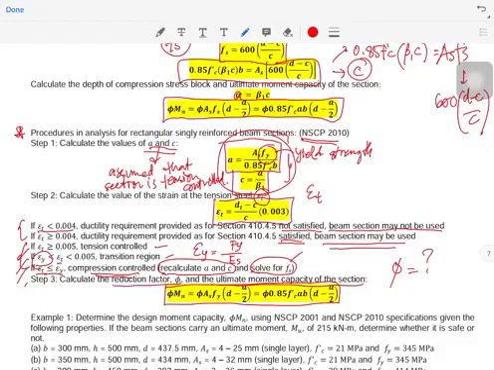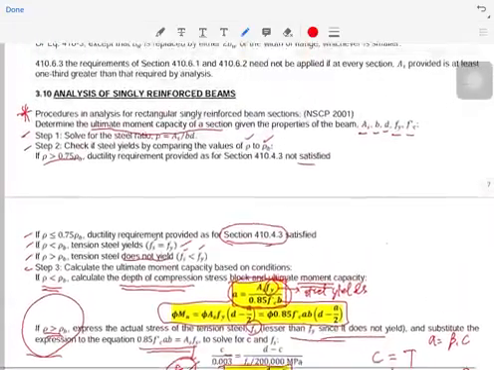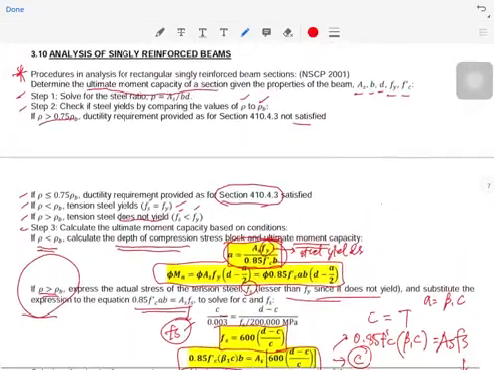Okay, so that is all for the concepts and procedures for the analysis of singly reinforced beam. So stay tuned, guys, for our examples.